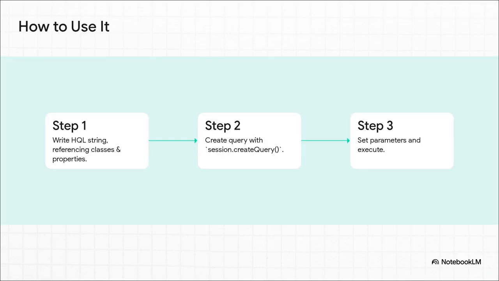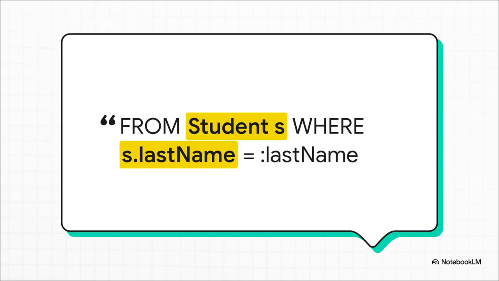The process for using HQL feels almost identical to native SQL. You write a string, you create a query, but this time using session.createQuery, and then you execute it. The really critical difference, though, is what you're writing in that first step. Now, look closely at this query here. We're not talking about a database table. We're saying from Student s. That s is an alias for the Student Java class. And then where s.lastName, that's the lastName property of that class. It's a subtle change from the native query, but it is a really powerful object-oriented distinction.